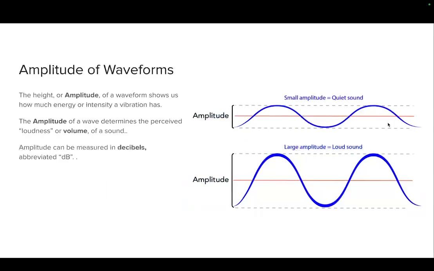The height or amplitude of a waveform shows us how much energy or intensity a vibration has. That is related to the subjective measurement of volume. The amplitude of a wave determines the perceived loudness or volume of a sound. It shows us how intense the wave moves. Amplitude can be measured in decibels, abbreviated small d, large B, and we can see in this diagram that these two waves are the same speed, but one has a higher amplitude than the other. The top one is quieter because it has a small amplitude. The bottom one is a louder one because of its large amplitude.